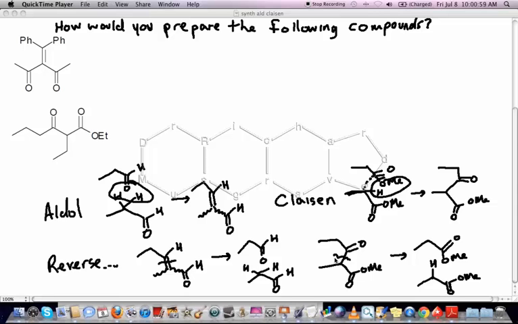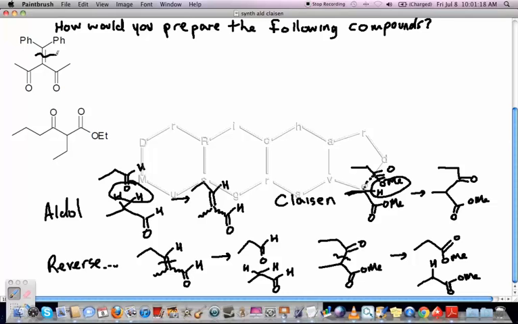Now it's important that we break this particular bond here, the bond between the ketone and the alpha carbon to the ester. So that's very important, otherwise we won't get the right compounds back. Alright, so let's see how we would handle that given this example.